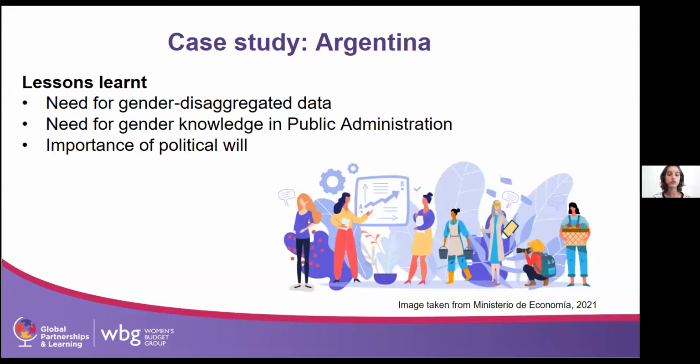And regarding the lessons learned, I will point out some obstacles that emerged during this process and how Argentina is overcoming them. First, the lack of gender disaggregated data and integral statistics. It became apparent that this was an essential part of the process of implementing GRB. So each unit is changing data collection processes in order to incorporate gender as an attribute.